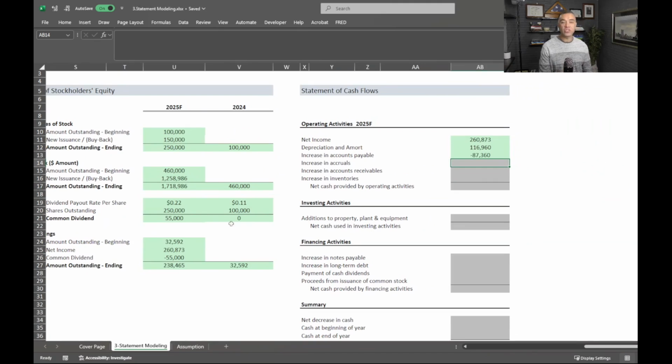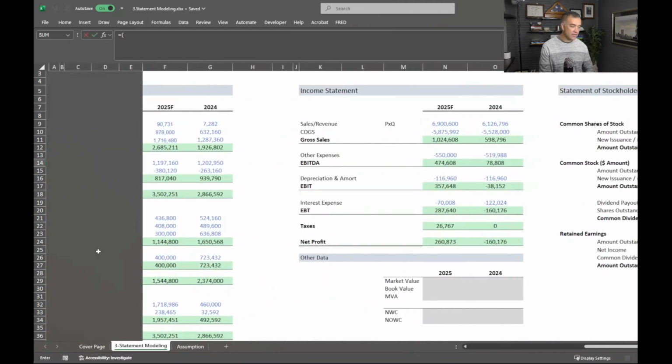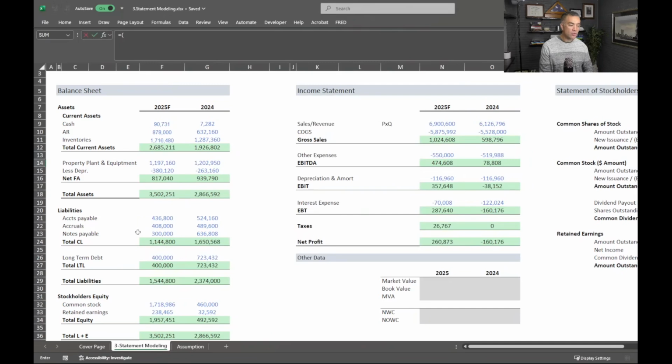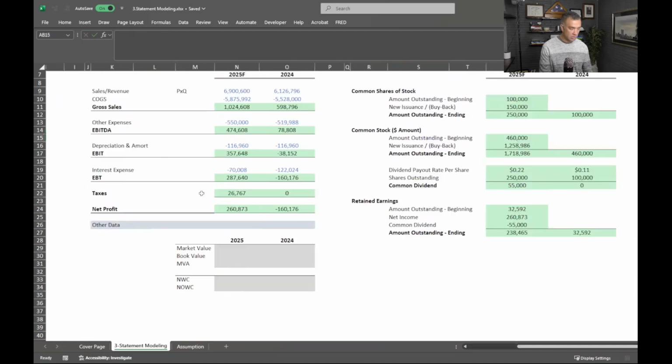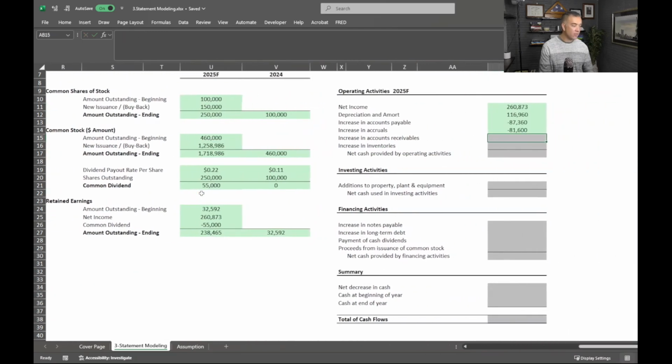What about the change of accruals? Again, I'm going to bracket each one. So you have to look at where accruals is. Well, accruals is a liability. And you see it went from 49 to 408. And again, my liabilities went down. Therefore, my cash went down. So all I'm going to do is take my 25 accrual and subtract out my 24 accrual. So my cash went down by 81,000.